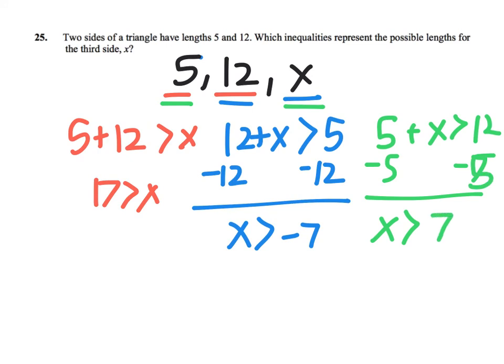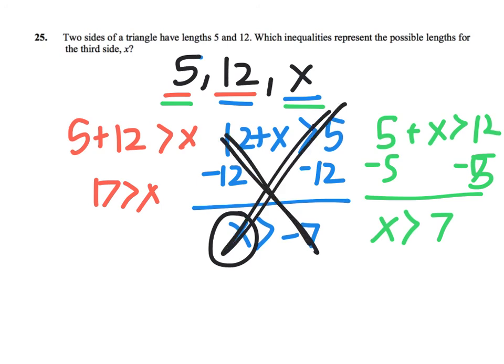Now we have three options. Now here's the thing. We're talking about side lengths, so x represents a length. Can my length ever be negative? The answer should be no. So that means I don't care about this one. This one does not work.